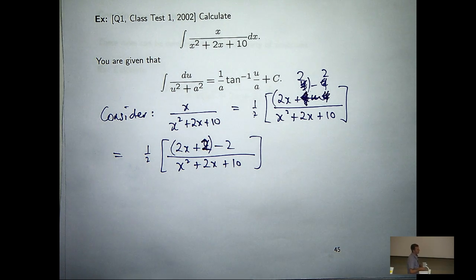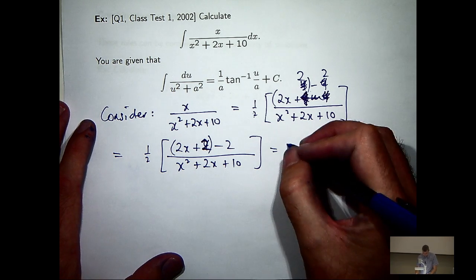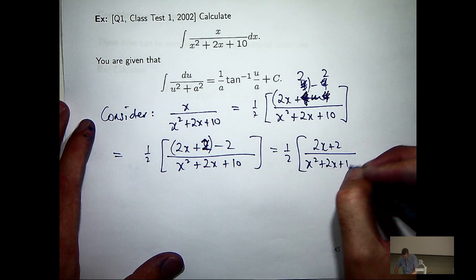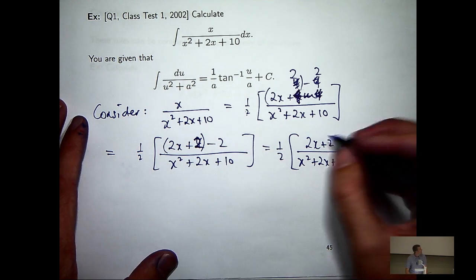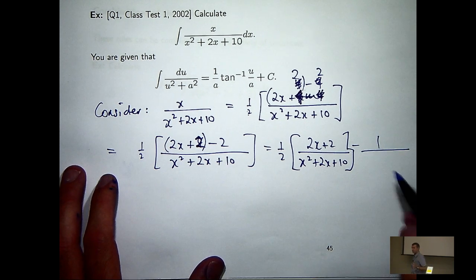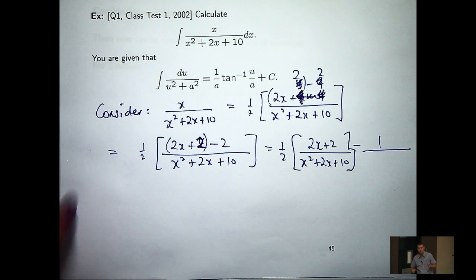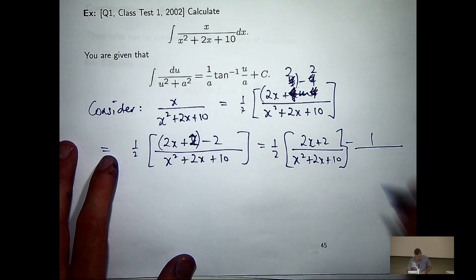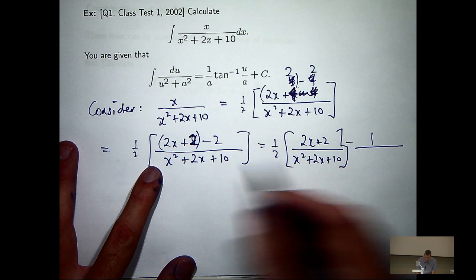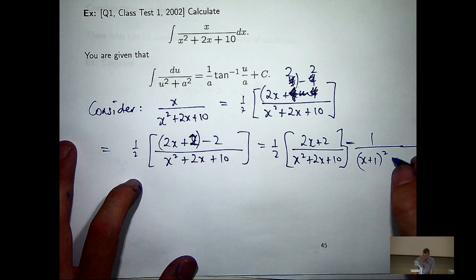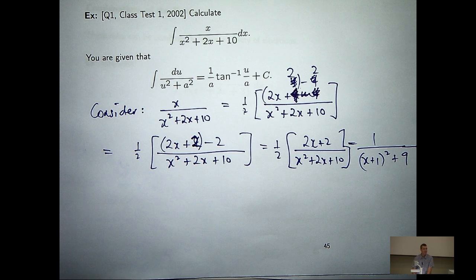Okay, so let's break that up. Now, the minus 2.5 will cancel out, so I'm going to be left with 1 on the top. Can I complete the square down here? What are we going to get? It's going to be x plus 1 all squared plus 9, 3 squared, right? Okay, so let's integrate these two things.